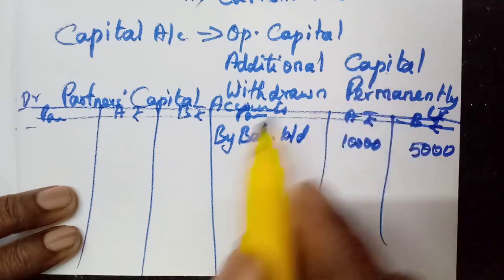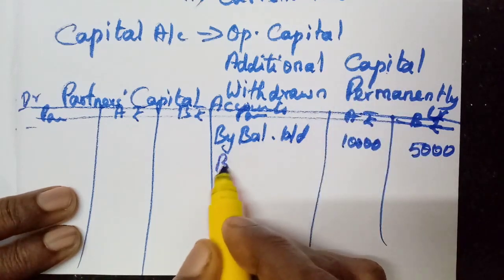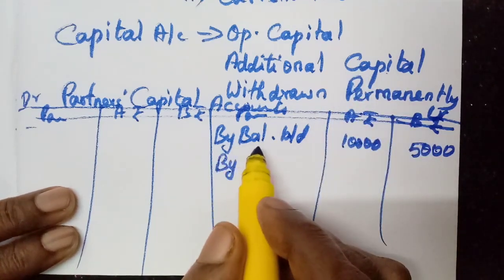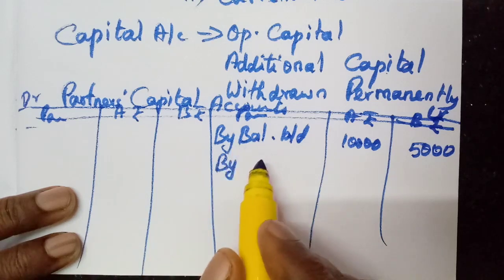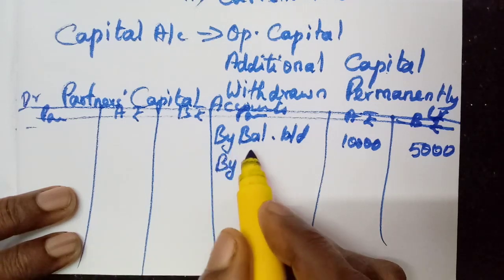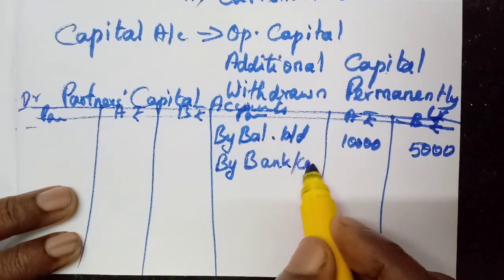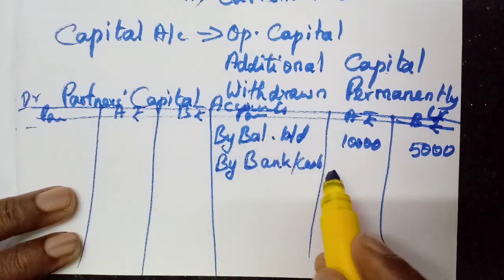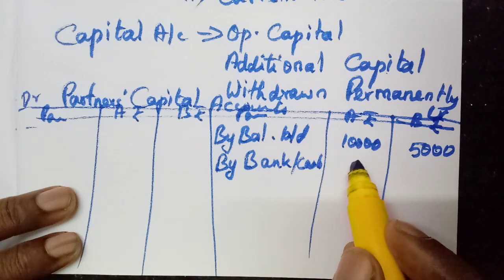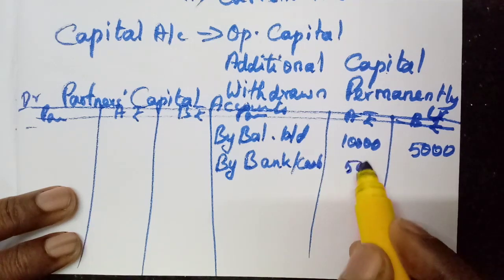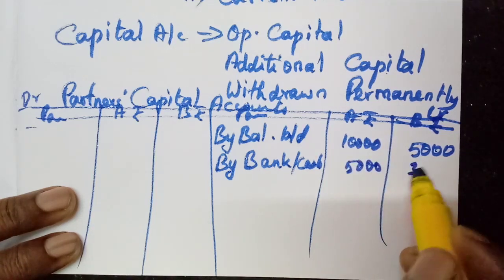Then any additional capital introduced. If it is additional capital introduced by bank, through bank, then we can write by bank. If it is cash, by cash. Cash account debtor to capital account, isn't it? Again, capital introduced, 5,000, 3,000.